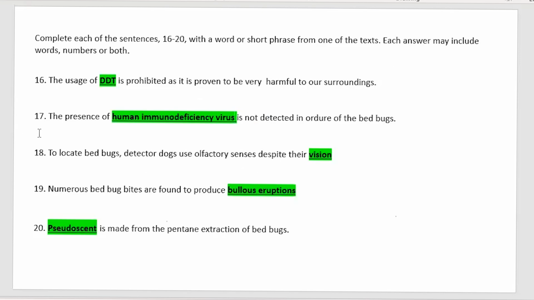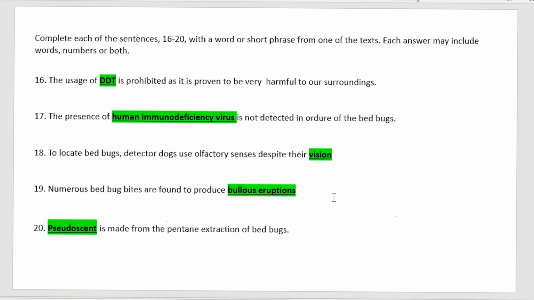Next, question number 17. The presence of dash is not detected in odor of the bedbugs. So the presence of something, it can be a thing, or it can be a virus, bacteria. Okay. So the presence of dash is not detected in odor of bedbugs. So what is it? Where can we find the answer? Odor of bedbugs. What is the meaning of odor? Whenever you find a new word, you have to maintain a separate diary as per our mentor. This will really help you in the exams. So odor means excreta, excreta of the bedbugs.